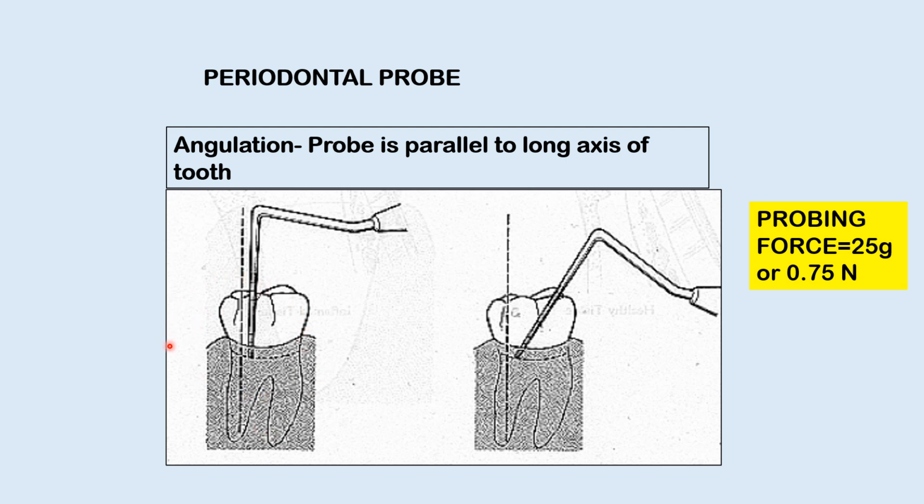This is the diagram which shows proper angulation of a periodontal probe, which is parallel to the long axis of the tooth with a probing force of 25 grams.